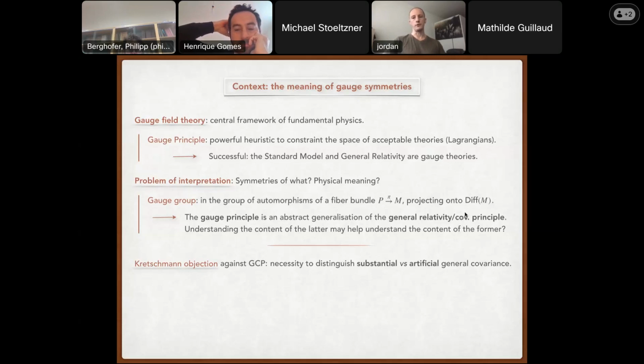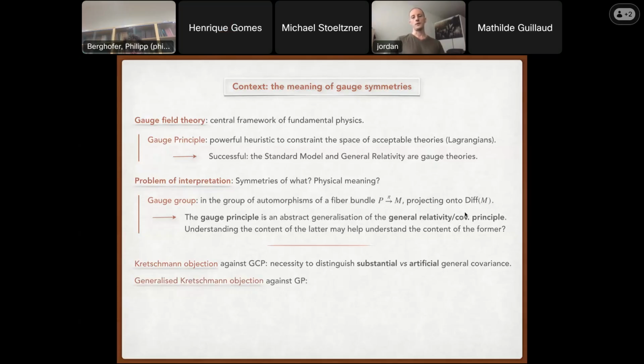And presumably, of course, GR would display such a substantive general covariance. Mutatis mutandis, there is the exact analog. A generalized questionable objection can be leveraged against the gauge principle, which basically would say, well, given any field theory, I can always rewrite it, being clever enough, so as to display the gauge symmetry, or local symmetry.